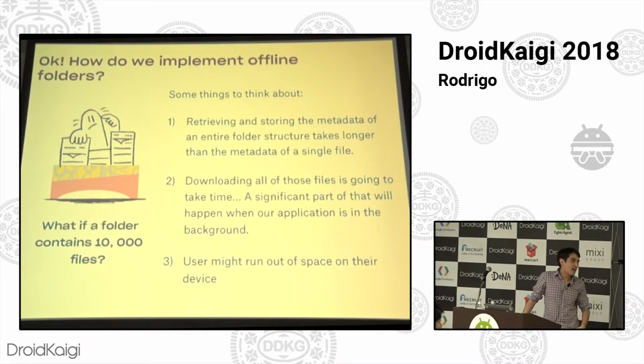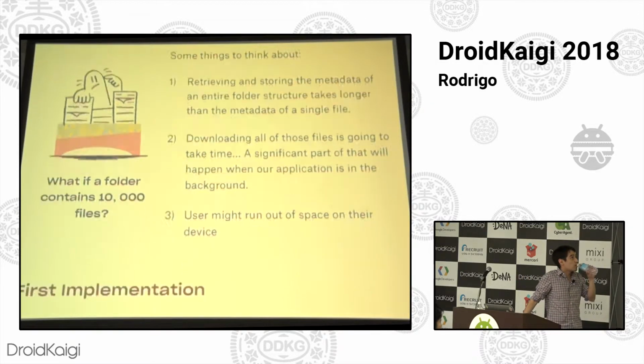Number three, the user might run out of space on their device. Before, you could always run out of space on your device, of course. But now it's easier. Think about it: with a simple action you can synchronize a folder that's 10 gigs, and now we've exhausted all of the space on your device. So you need to be careful about it. You could always blame the user, but you need to respect the user and make sure they don't do stupid things.